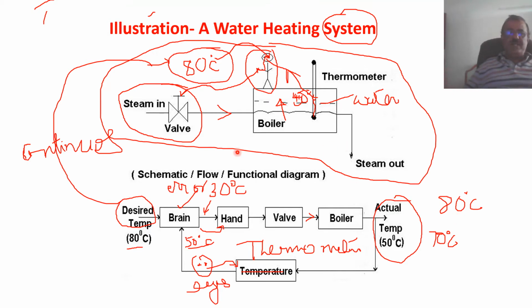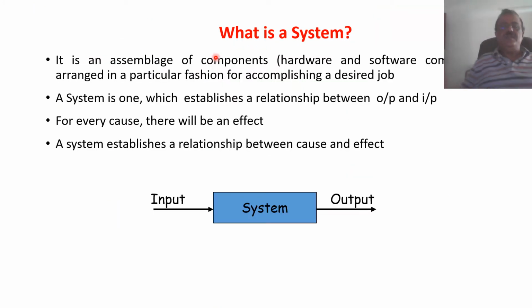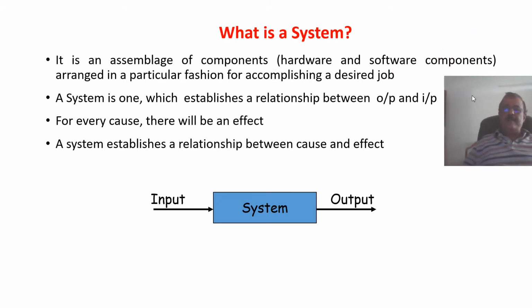So the diagram I have written, I call this diagram a schematic diagram or a flow diagram or functional diagram to visualize how exactly the system has to work. The working procedure we can understand by drawing a block diagram. This I can call a block diagram. This is a basic simple illustration of a water heating system. So the definition is then, what is a system? It is an assemblage of components, hardware and software, arranged in a particular fashion for accomplishing a desired job.